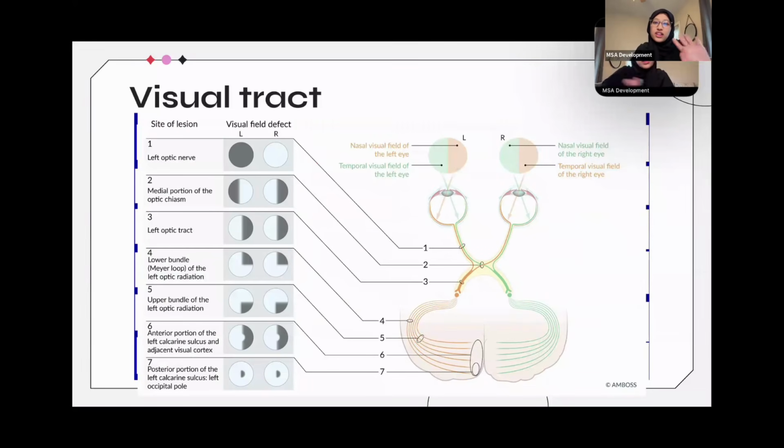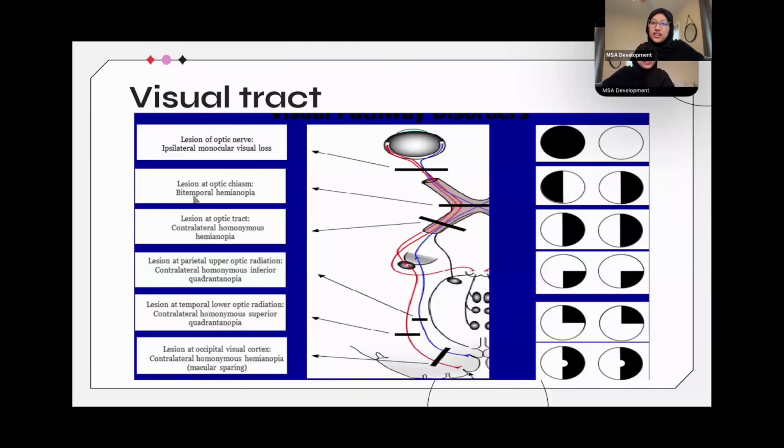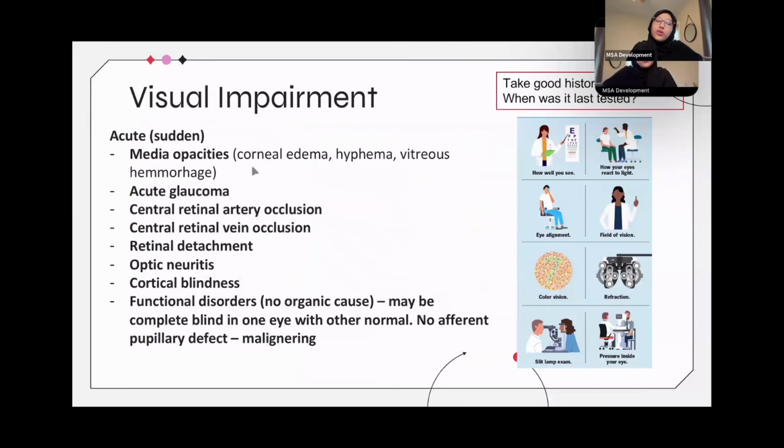Okay. Now this is another diagram showing you left and right both sides and the crisscrossing, but it's basically the same thing. You can use what I just said here, okay? Now, visual impairment can happen very suddenly, so acute, or chronic over a long period of time. The important thing is you take a good history, ask when the vision was last tested, and all these different kinds of tests that you would do in an eye exam.